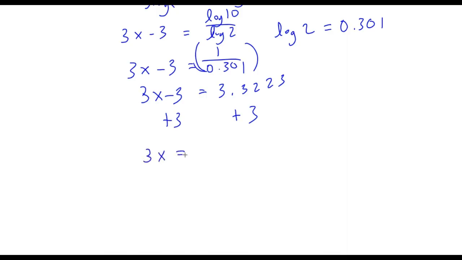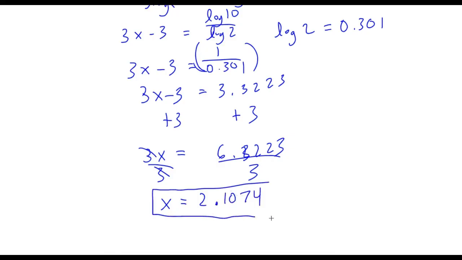So now I have 3x is equal to 3 plus 3.3223, which is 6.3223. Now I can divide both sides by 3 because we want to isolate x. These two would cancel out, and I would be left with x is equal to 6.3223 divided by 3, which is approximately 2.1074. So x is equal to 2.1074.